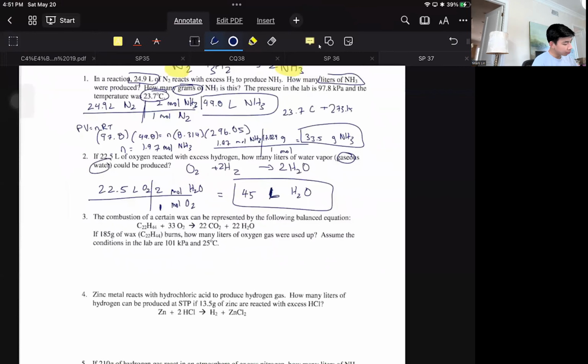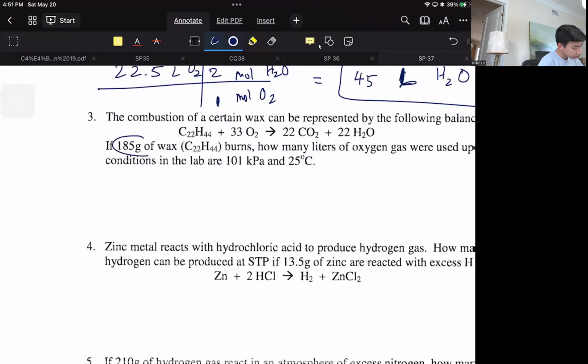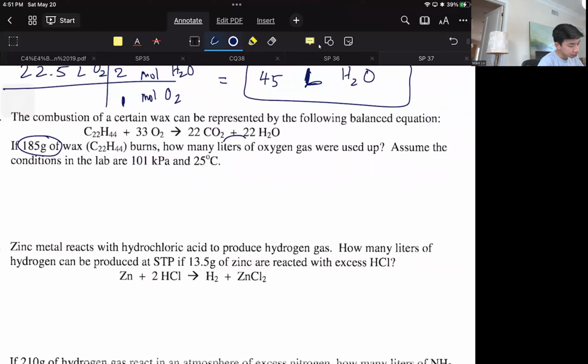Number 3, the combustion of a certain wax can be represented by the following balanced equation. If 185 grams of wax burns, how many liters of oxygen gas were used up? Assume the conditions in the lab were that. So we're given grams, we need to find liters.